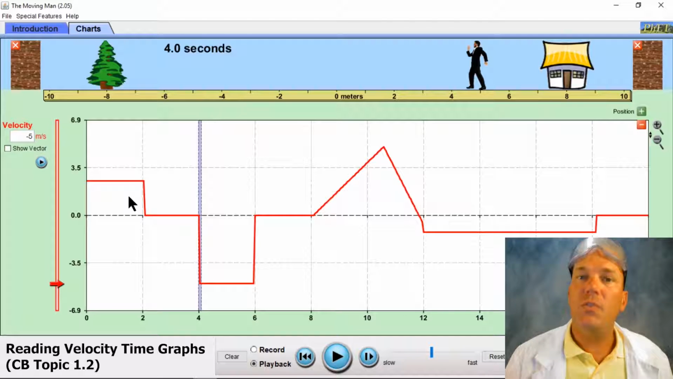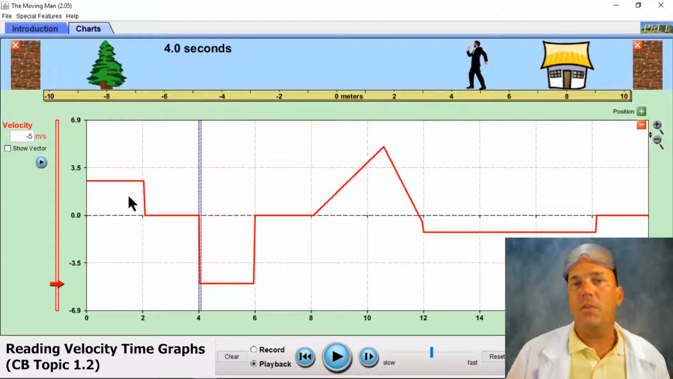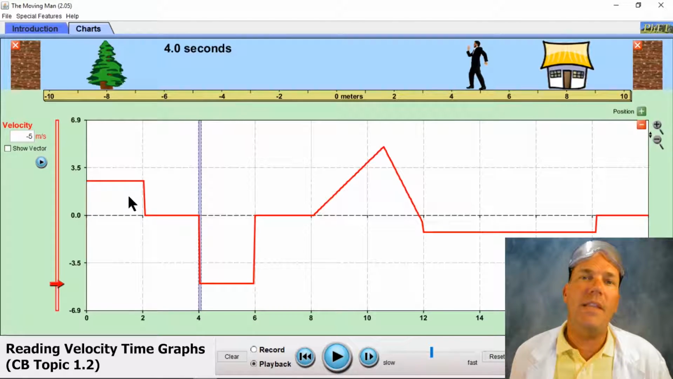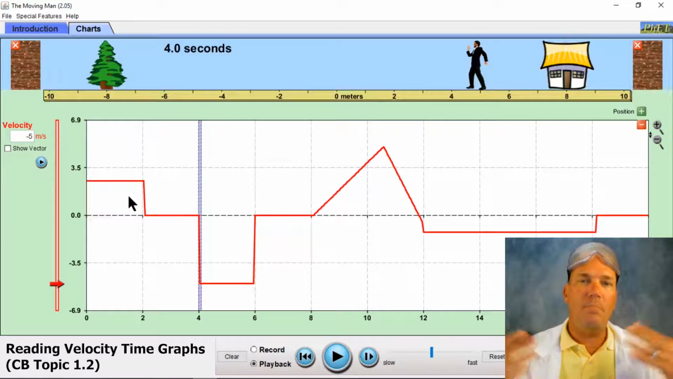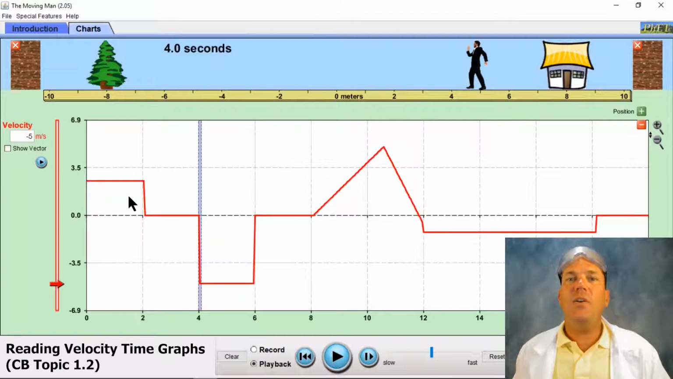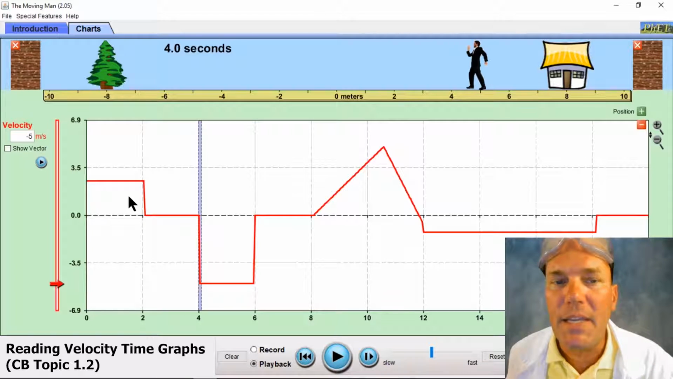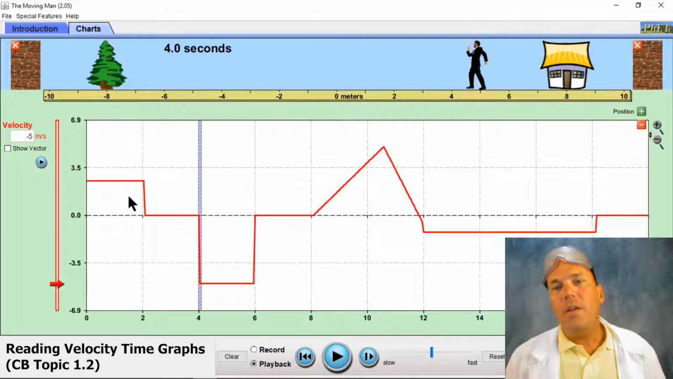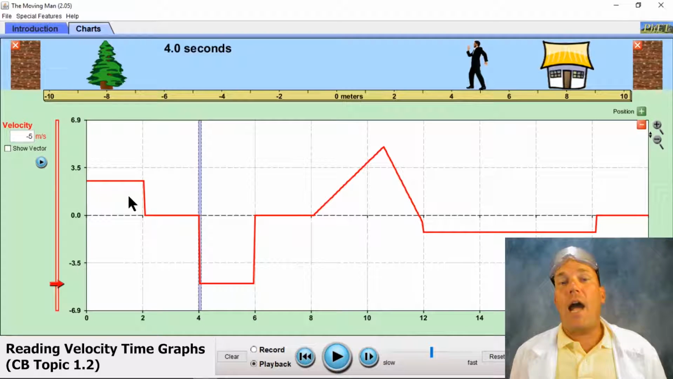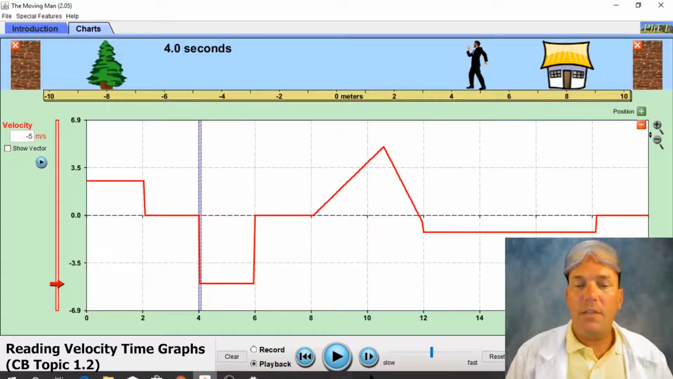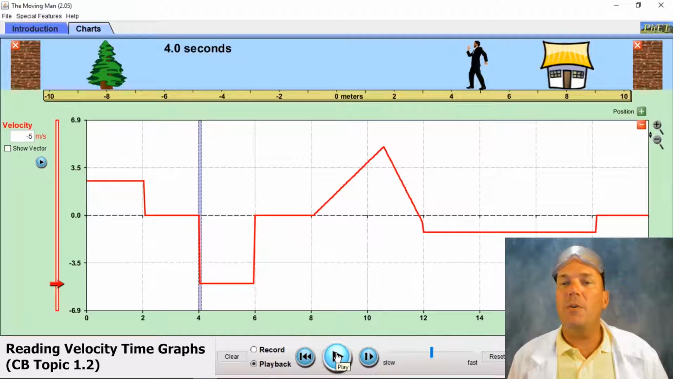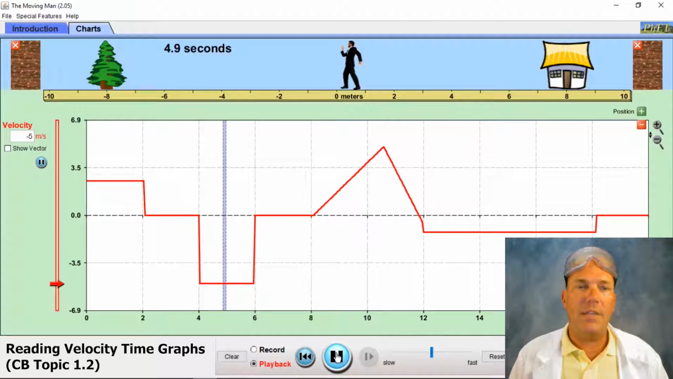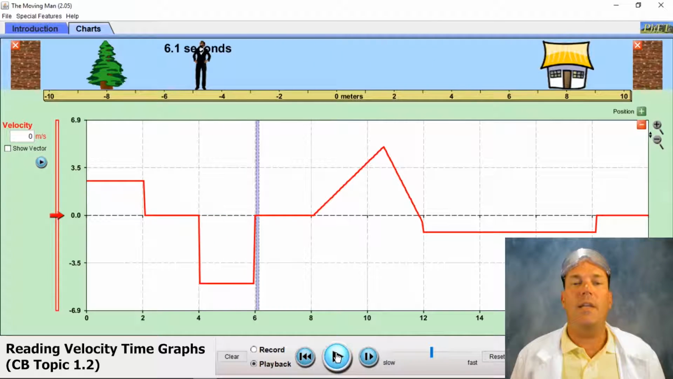Also note that I'm using the term magnitude. So the magnitude of velocity is speed. So I'm basically saying he's going at twice the speed that he was going in the first segment, even though the directions are opposite. So let's go ahead and look at that as the moving man moves to the left for 2 seconds at 5 meters per second.